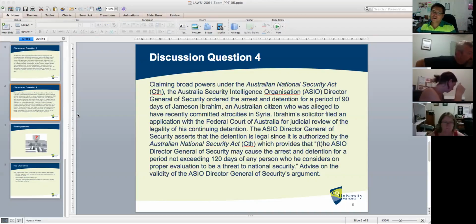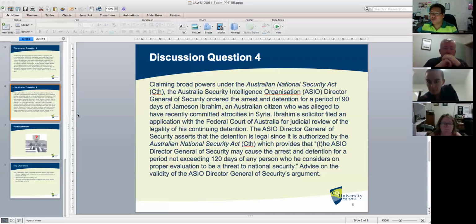So there is a positive law. Is that the end to it? Would it still be possible to question the decision of the ASIO Director General? You might be able to say something surrounding the proper evaluation to be a threat. I mean, are we talking about his ex-girlfriend that's phoned up and concocted some story about it, or are we talking about weeks and weeks of police surveillance and wiretap and all that sort of thing?